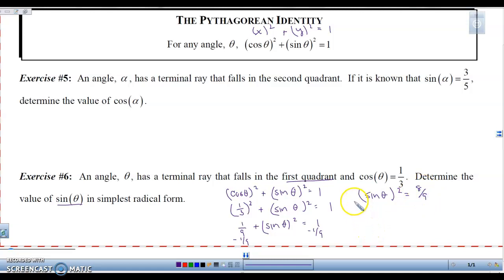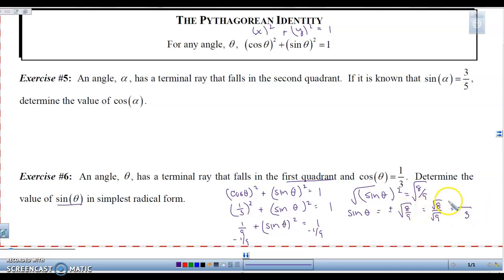Then you have to take the square root of both sides. Remember, when you take the square root, that will cancel out the square, leaving just sine theta, but it's also plus or minus the square root of 8/9. Now, it says in simplest radical form, so we need to take the square root of both the top and the bottom. It's the square root of 8 over the square root of 9. Well, we know the square root of 9 is going to be 3.